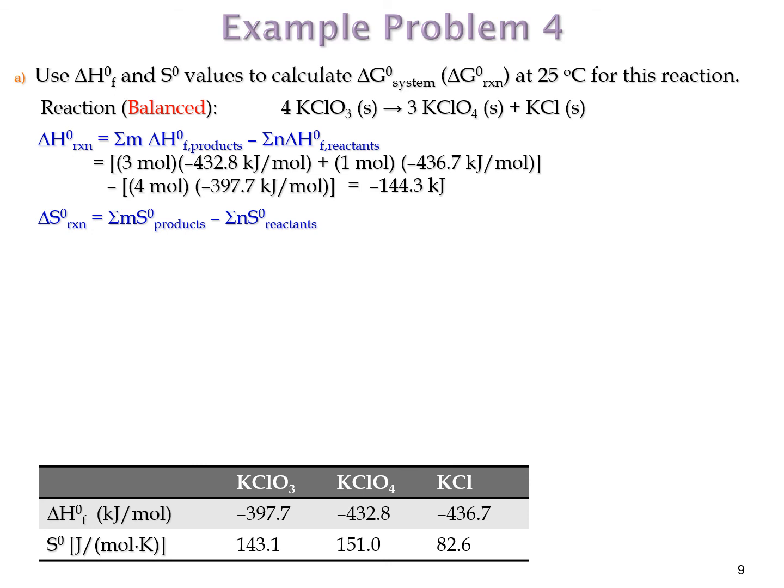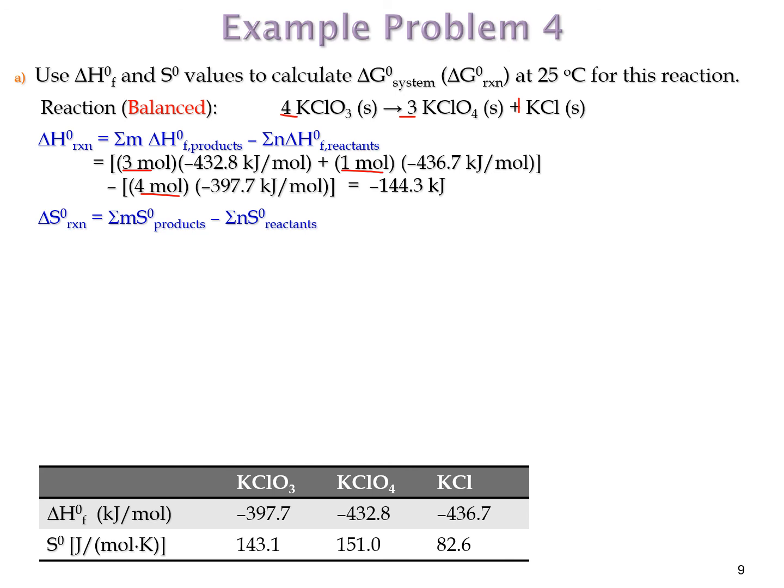So we start with the product. So we have 3 moles. So here comes the 3 moles, 1 mole, so that's 1 mole. And this is 4 moles, so that's 4 moles. Remember, product minus the reactant. We have negative 144.3 kilojoules. That is for the standard heat of the reaction.